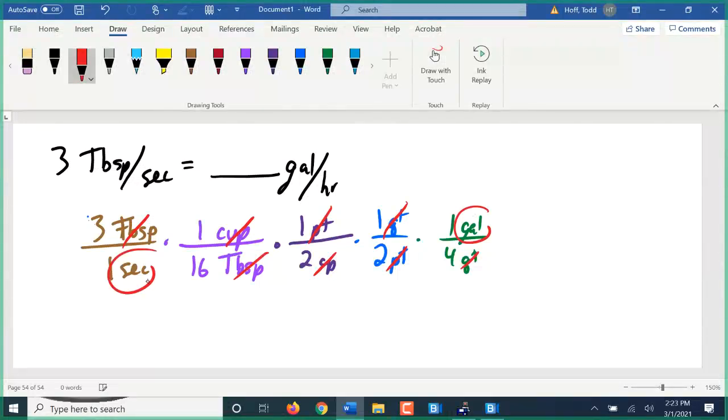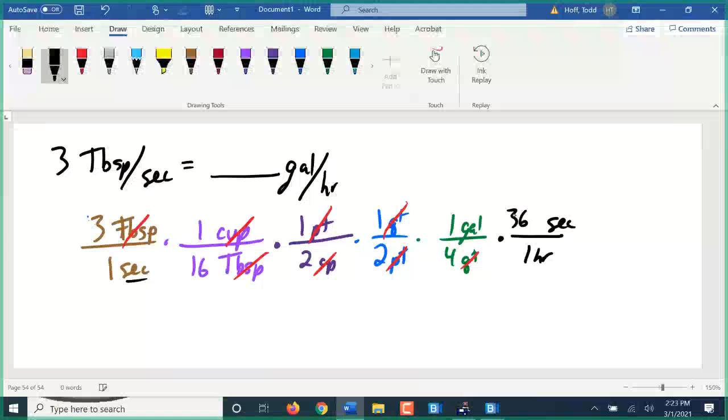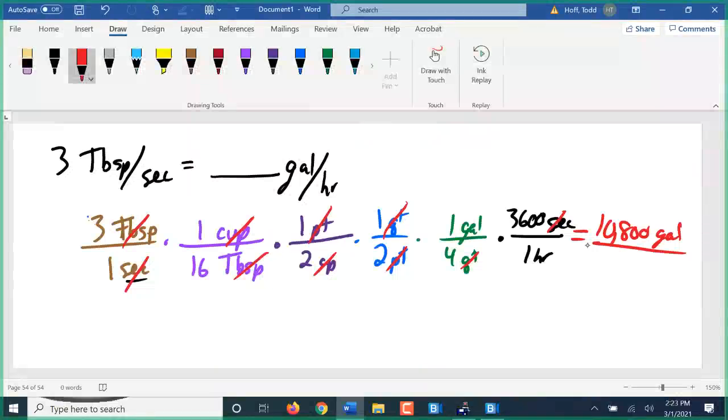We want it in gallons per hour. So we have to change the seconds to hours. The seconds are on bottom, so we're going to put seconds on top, 1 hour. Again, we combine the 60 and the 60 to make it 3,600 seconds. Seconds are gone. We are now in gallons per hour. So on top we have 3 times 1 times 1 times 1 times 1 times 3,600, which is 10,800 gallons. On bottom we got 1 times 16 times 2 times 2 times 4 times 1 hour. What was that, 256 hours?